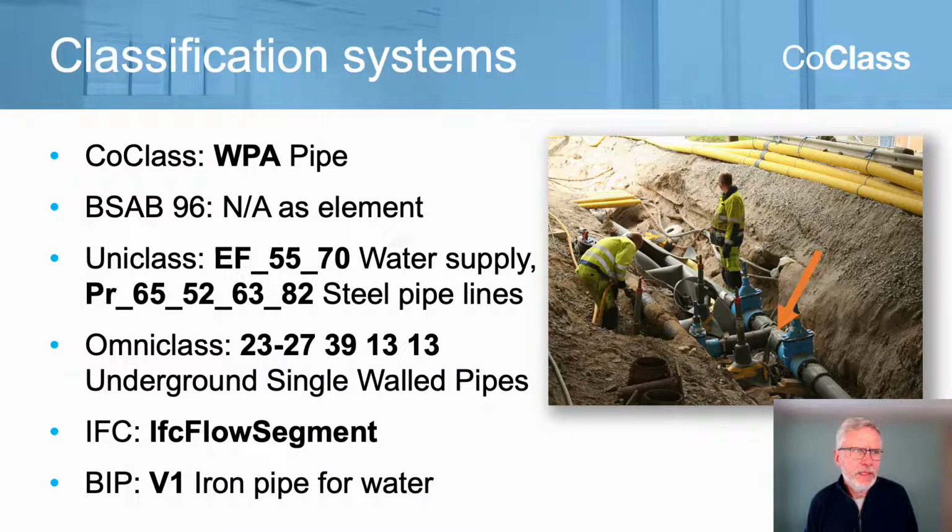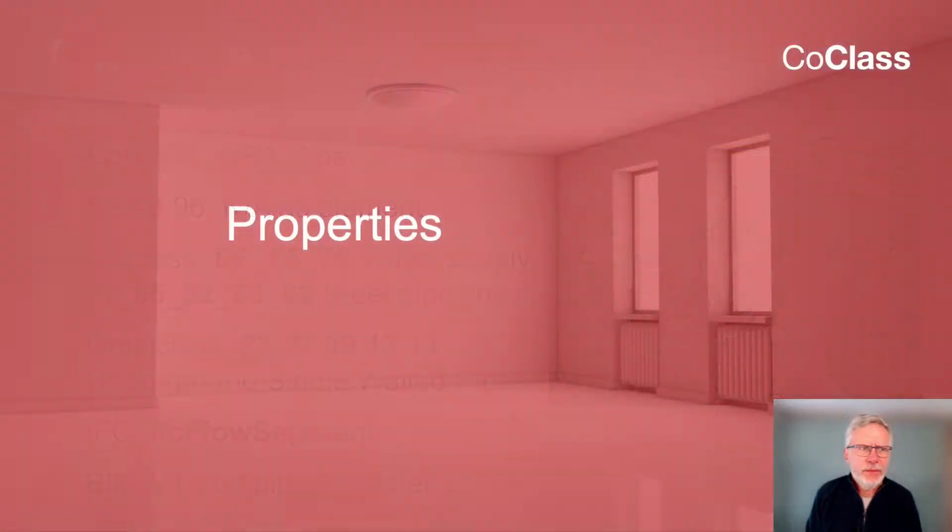And that's why I think CoClass works so well, that it's always stopping on a generic level. And the properties, that this pipe is of steel, it's single walled and so on, that is much better described using properties. Which leads to my next slide.